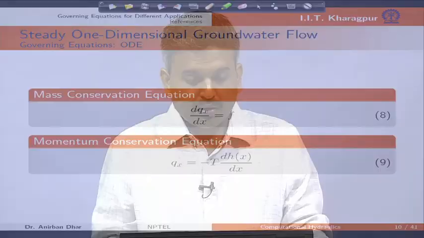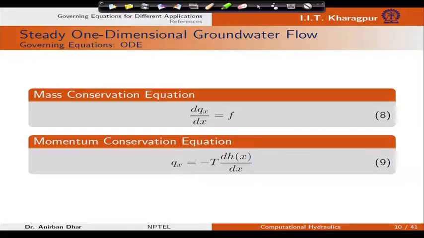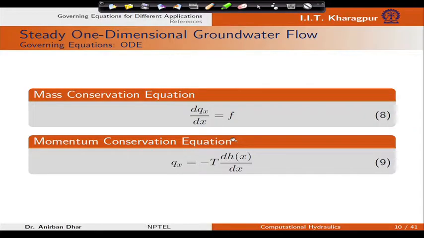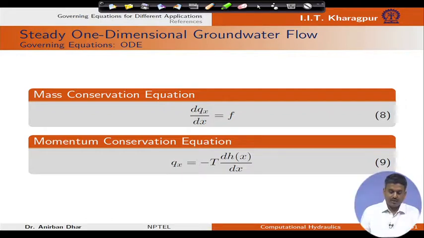If we talk about one dimensional flow in terms of an ordinary differential equation, by neglecting the transient term and the variation in the y direction, we can write it as dqx by dx equals f, and the momentum conservation equation can be written as qx equals minus T dh by dx.